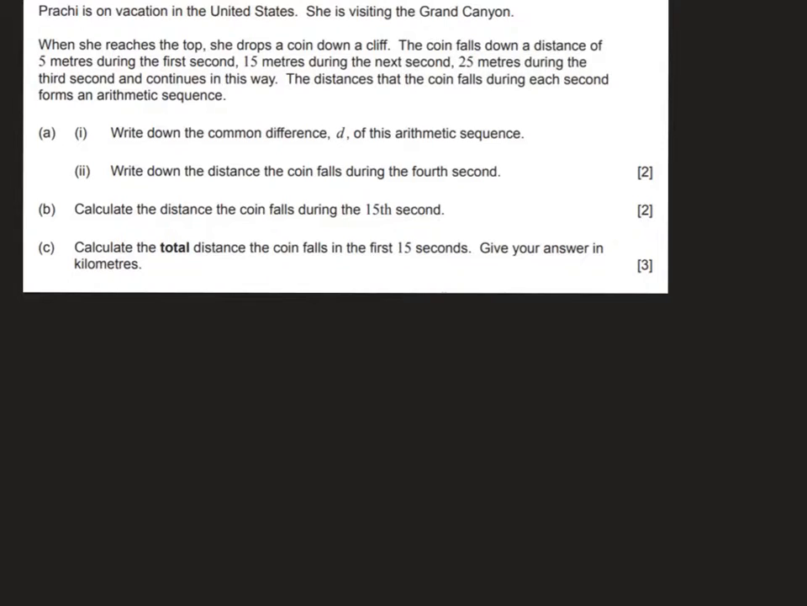Essentially, both the sections in this question are on sequences. So we know that she throws a coin off the top of a cliff and it falls a distance of 5 meters during the first second, 15 meters during the second, and 25 meters during the third second. So to find the common difference, we just subtract any two consecutive numbers. So we can see here that the difference between these is plus 10, plus 10. So the common difference for this sequence is just 10.